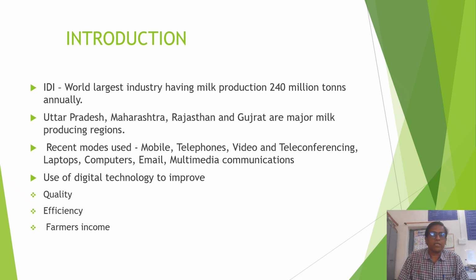farmers and milk producers are using various types of technology and recent modes in relation with ICT and AI: mobiles, telephones, video conferencing, laptops, computers, use of email and multimedia communications. These are very frequently used. Particularly the use of digital technology will be very helpful to improve the quality of milk and the efficiency of the different types of processing in the dairy industry, and it is also observed that farmers' income has been raised.